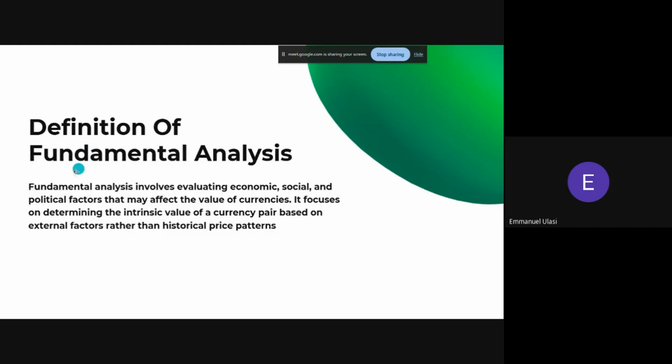Moving on to fundamental analysis. Fundamental analysis involves evaluating economic, social, and political factors that may affect the value of currencies. It focuses on determining the intrinsic value of a currency pair based on external factors. So what does this mean? Now, in trading, we have majorly 2 types of analysis, which are technical and fundamental analysis.